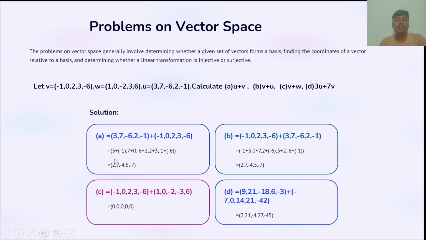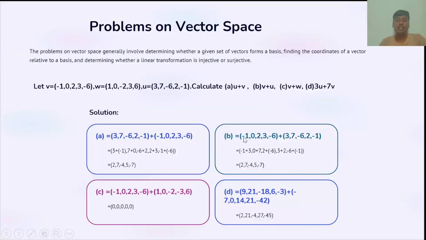And so when we add both the vectors, we get 3 plus -1, 7 plus 0. So here we are adding the first term with the first term and the second term with the second term of both the vectors, the first vector with the second vector. Then -6 plus 2, 2 plus 3, -1 plus -6. So the answer is 2, 7, -4, 5, -7.